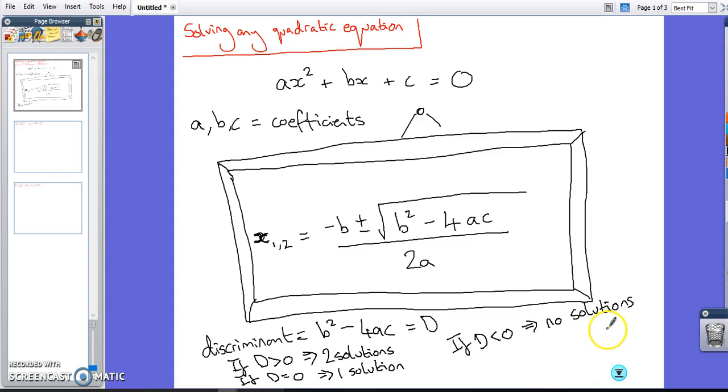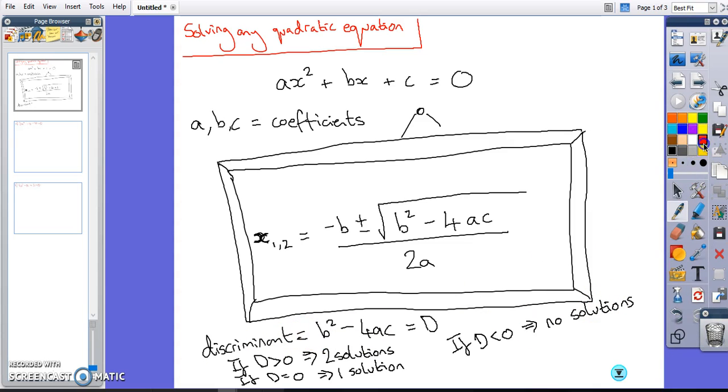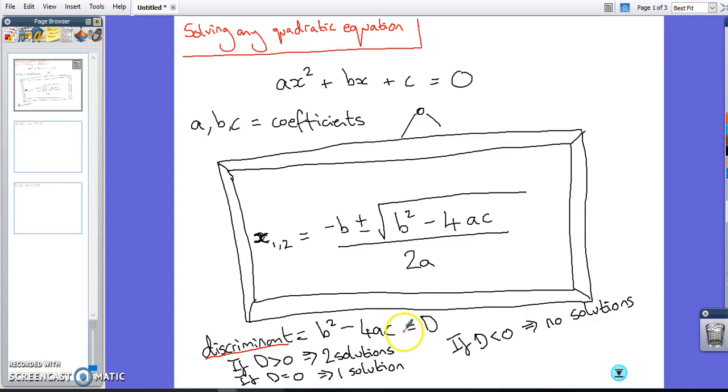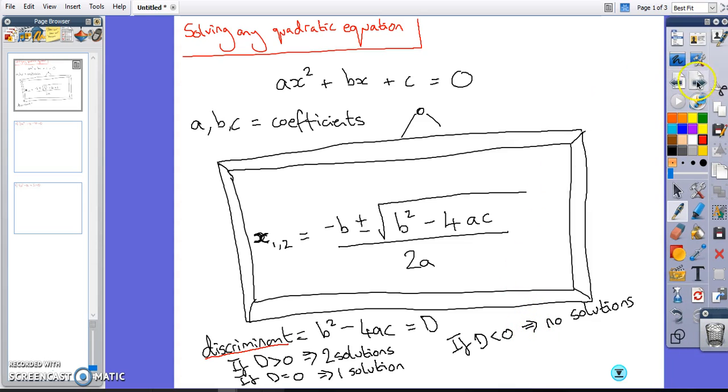So actually, if you're just asked how many solutions a quadratic equation has, all you need to do is calculate what the discriminant is, b squared minus 4ac, and then see if it's bigger than 0, equal to 0, or less than 0. So let's practice this with some examples.